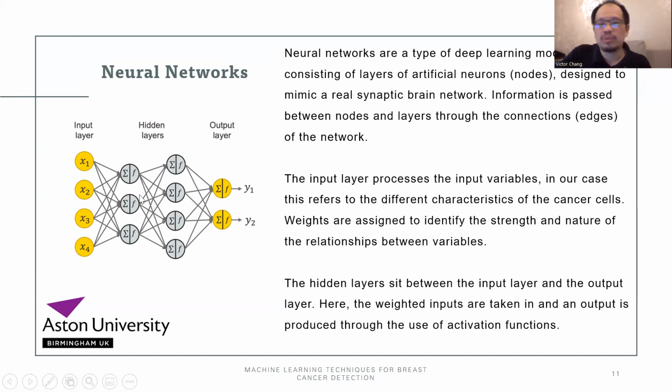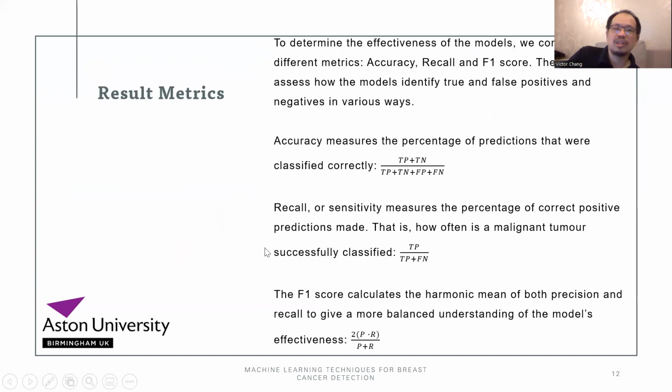In our case, this refers to the different characteristics of the cancer cells, and weights are assigned to identify the strength and nature of the relationship between the variables. The hidden layers sit between the input layer and the output layer. Here, the weighted inputs are taken in, and output is produced through the use of activation functions. We train the model in this way, and in the final output layer we can calculate all the vital information about the cancers. And the result metrics, of course, are different for each machine learning model.